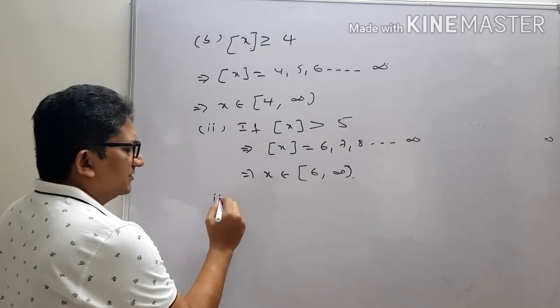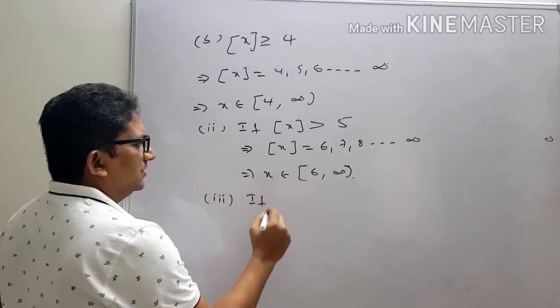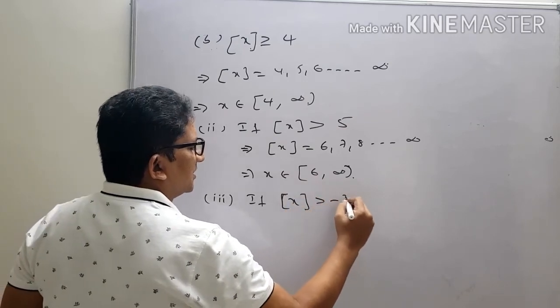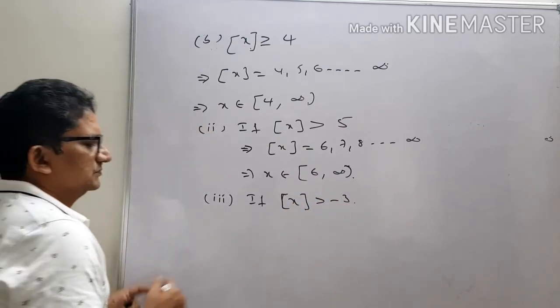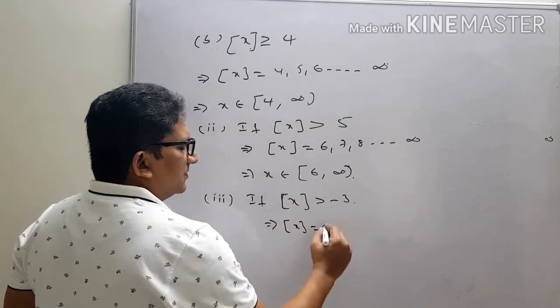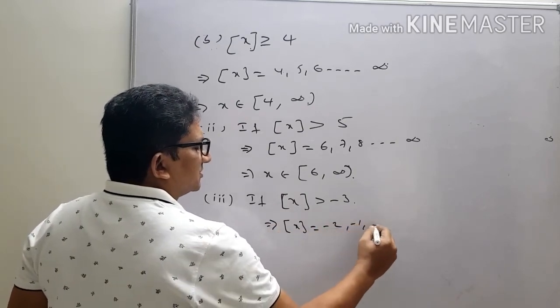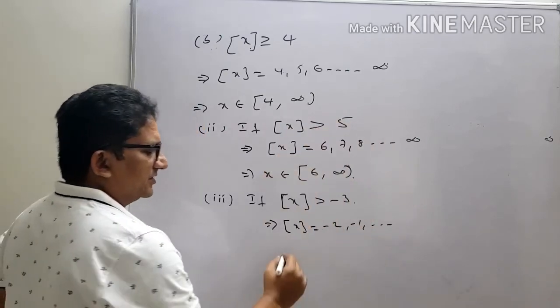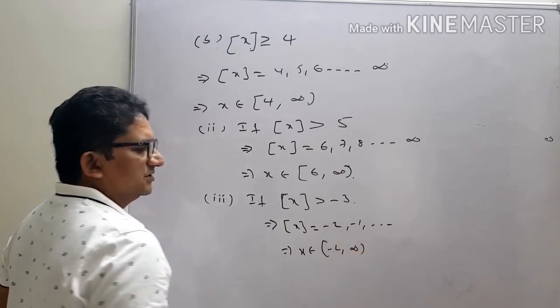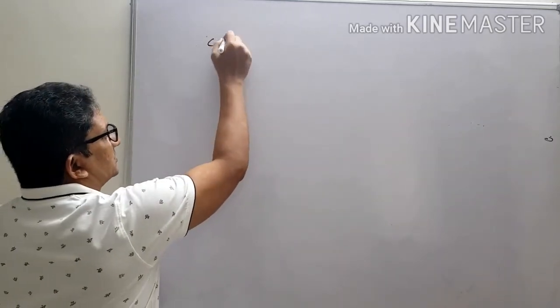Now in this you try one more. If step x is greater than minus 3, we need to analyze like this. Step x equals minus 2, minus 1 and so on. So then we can write x belongs to minus 2 to infinity. Point C we will check.